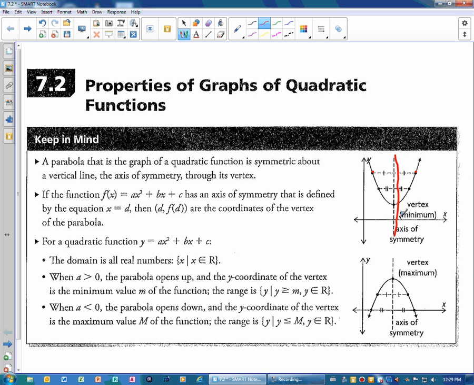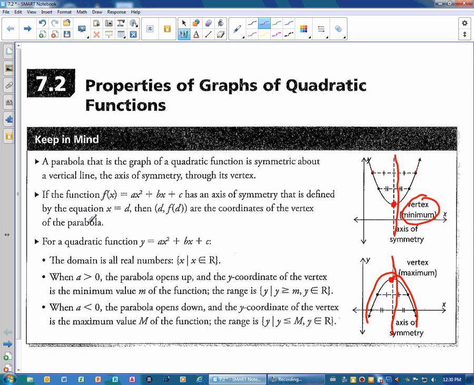Okay, so here's your axis of symmetry. Cut your parabola exactly in half, and then your vertex, which is either the highest or lowest point of your parabola, will always run through this axis of symmetry. Notice here, because the parabola opens up, they're telling you that this vertex is a minimum, whereas this one, when this parabola opens downwards, this vertex is a maximum. There's your axis of symmetry.